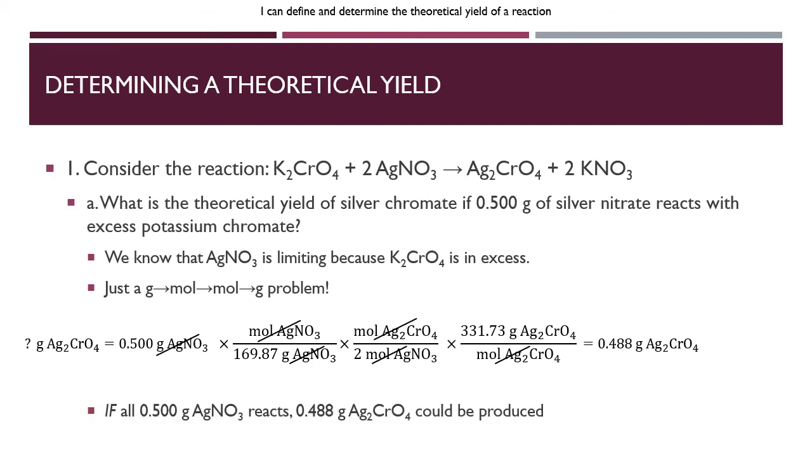So what we've learned here is that if all the 0.5 grams of silver nitrate reacts, that means 0.488 grams of silver chromate can be produced. And so that means that is the theoretical yield. So the theoretical yield is 0.488 grams of silver chromate. That is if every bit of our silver nitrate actually reacts. If we were able to collect every single bit of the product and get it massed, that's how much we should have.